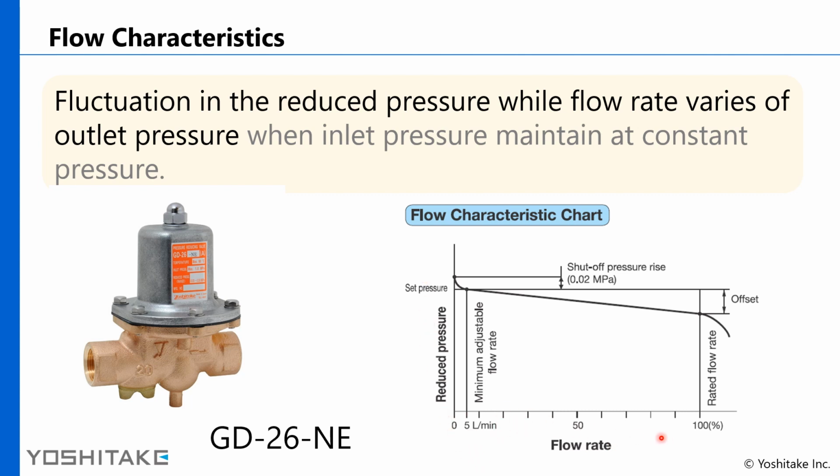When the flow rate becomes bigger, the set pressure, the outlet pressure, drops slightly. The function of a pressure reducing valve is to maintain the outlet pressure stable. However, the outlet pressure will drop slightly. The flow characteristic chart shows that kind of change. Let me explain in detail using the same graph in the next slide.